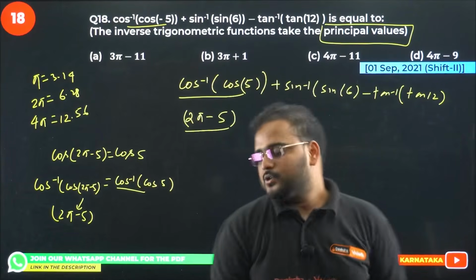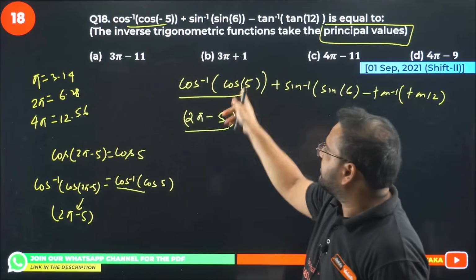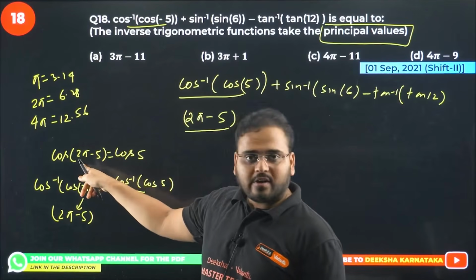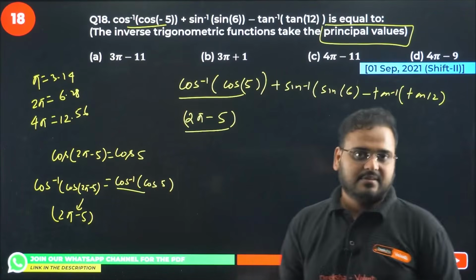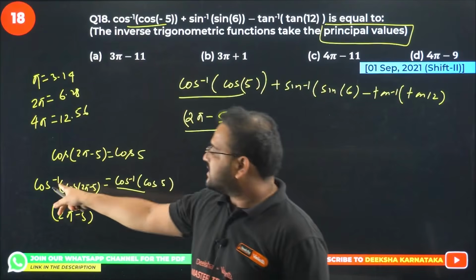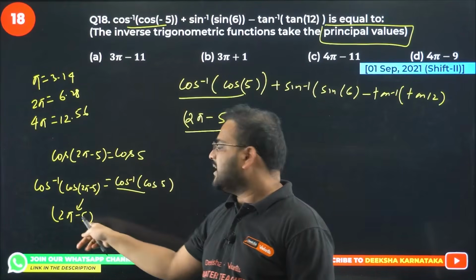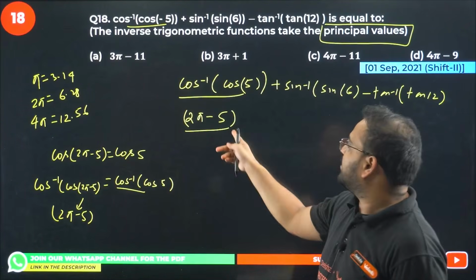Clear? So this is the question side, cos inverse of cos 5. And this is the same, no? Fourth quadrant, cos 2 pi minus 5 is cos 5. Radians of course. So I get cos inverse of cos 2 pi minus 5 becomes simply 2 pi minus 5. That's what I've written over here.